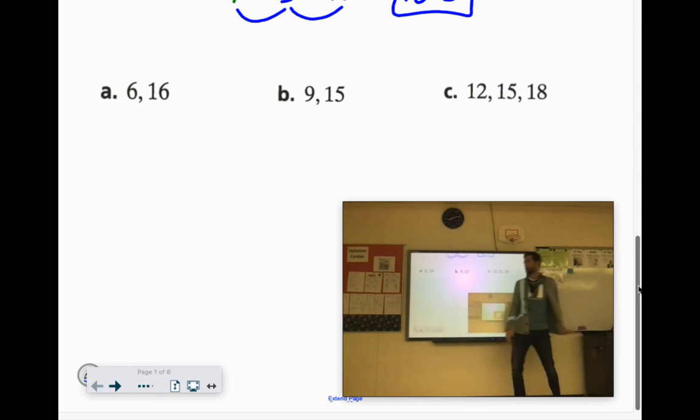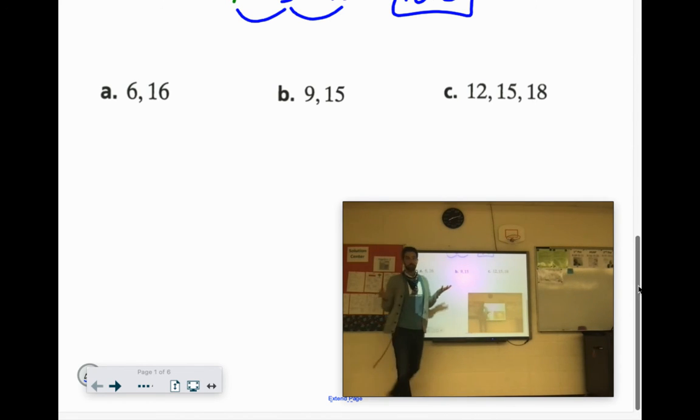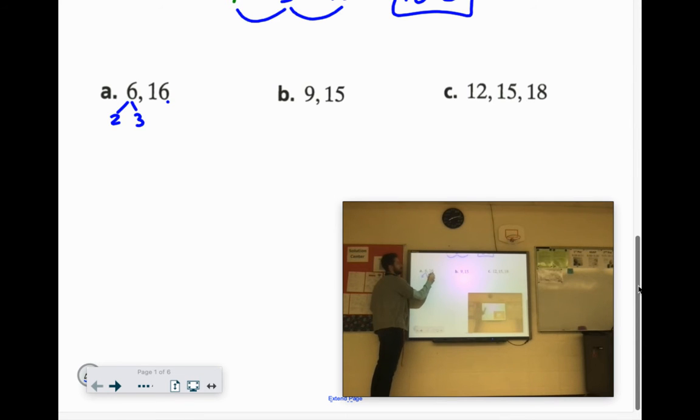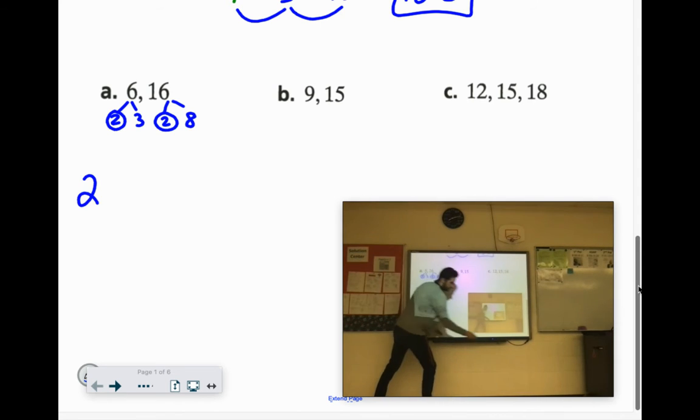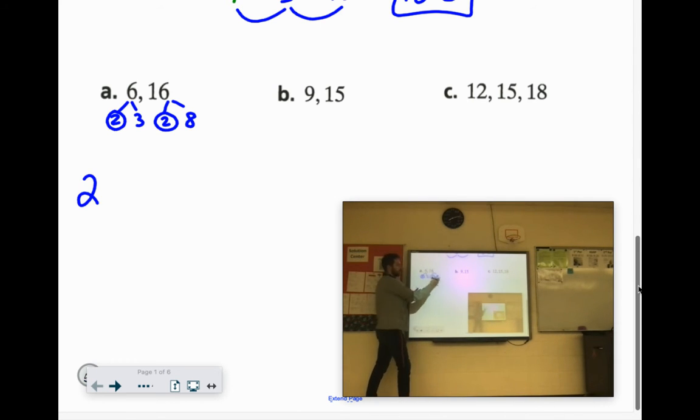6 and 16, what do they have in common? They're both even, so I know that 2 goes into them. 6 is 2 times 3. 16 is 2 times 8. They have the 2 in common, bring it on down. Now, do 3 and 8 have anything in common? No. So 2 would be the greatest common factor, but we're looking for the least common multiple. So then we just bring down all the leftovers. Times 3 times 8. 2 times 3 is 6. Times 8 is 48.